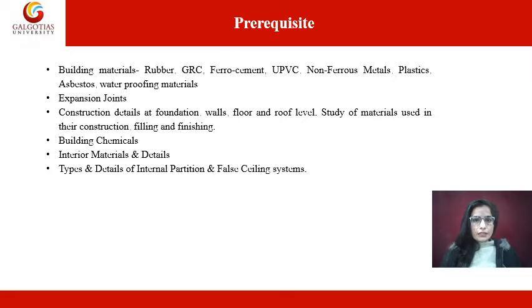So here we will discuss the prerequisites of this lecture. First is building material, in which we have already studied rubber, GRC, ferrocement, UPC, non-ferrous metal and so on. Next we have expansion joints, in which we have covered the detail at foundation, wall, floor and roof level. Study of material used in their construction, filling and finishing, building chemicals, and the interior material and details, types and detail of internal partition and false ceiling systems.